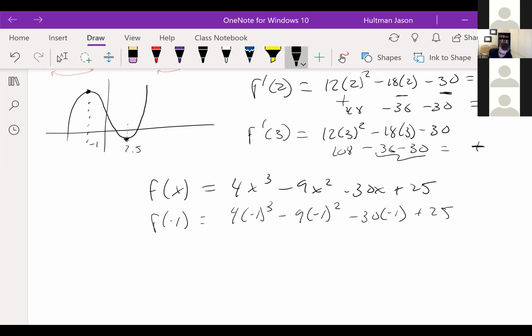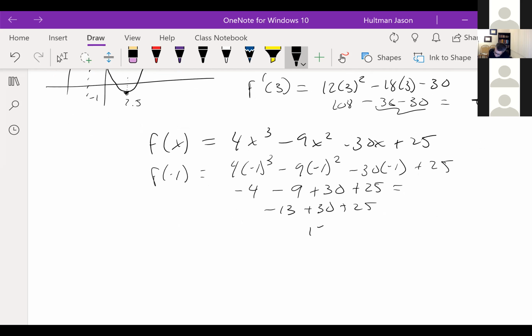I just want to get this maximum value. How high does it go up? What is the relative extrema here? What is the relative max? And what is that maximum value? Okay, so this is going to be -1 times -1 times -1. So that's a -1 times 4, that's -4. Minus 9, because a -1 times -1 is +1 times a -9 is -9. -30 times -1, that's +30 plus 25. Okay, so this is -13 plus 30 plus 25. This is 17 plus 25.